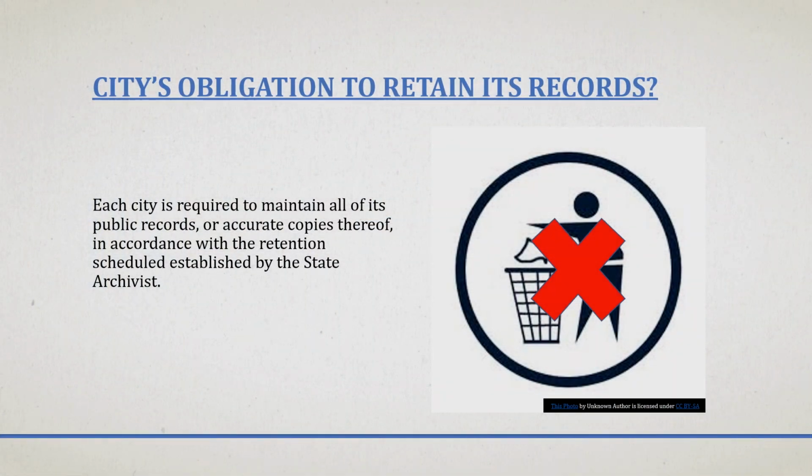In Oregon, every single city has an obligation to retain its records or an accurate copy thereof. And we have to do it in accordance with the retention schedule that is set by the state archivist. If you are interested in what that looks like, it's a pretty lengthy retention schedule, but it's also pretty helpful. Some records we only have to keep for a year, some records 5 years, some records 75 years, and some records, like your charters and your ordinances, you have to keep perpetually. But every city is required to retain its records in accordance with that schedule.